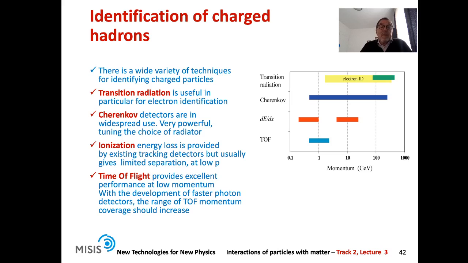Cherenkov detectors, if you properly adjust the refractive indexes, are very powerful at all momenta. And this is a very useful detector for particle ID, probably the most useful. Ionization energy loss is provided by existing tracking detectors, but they should have the function of charge measurement, and they usually work very well at low p. At high momenta, they are almost useless.